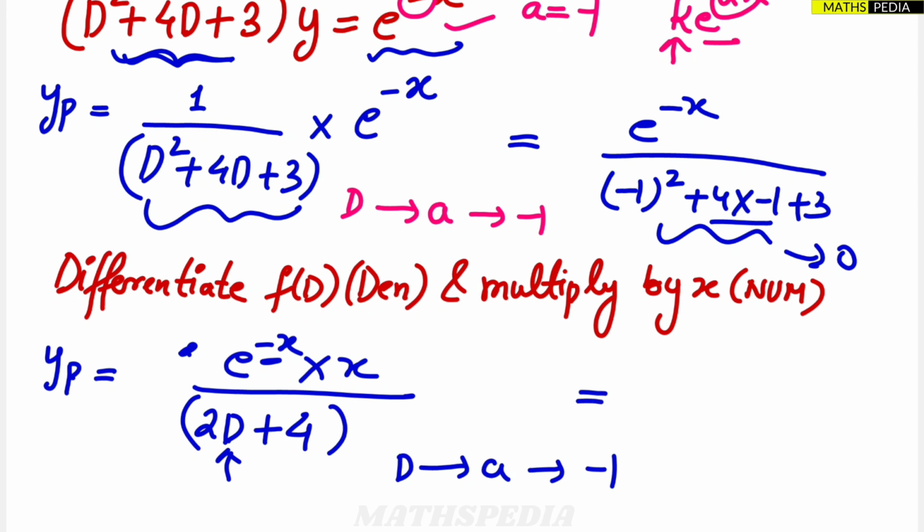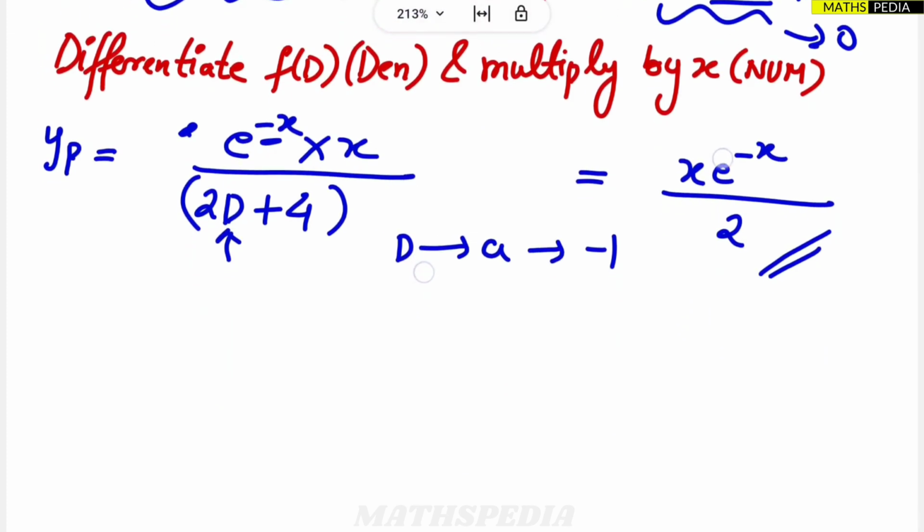So again what you will be getting? X into e power minus x as it is, divided by minus 1. If you multiply 2 into minus 1 is minus 2. Minus 2 plus 4 is what? How much? 2. So here there is no d value, directly we are getting the answer. Okay. So whenever you are getting denominator 0, then only you can do this step. Okay, differentiating the denominator part, multiplying by x. If you are getting again 0, again you have to do the same step. Multiply by x, numerator it will become x square, denominator again differentiate.